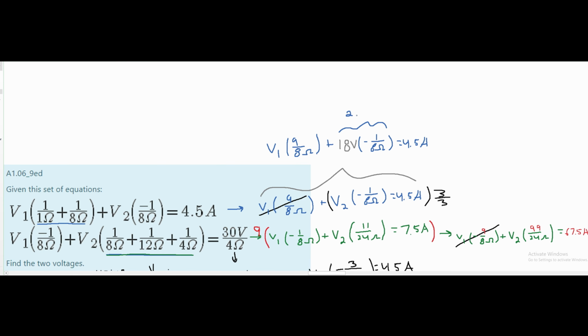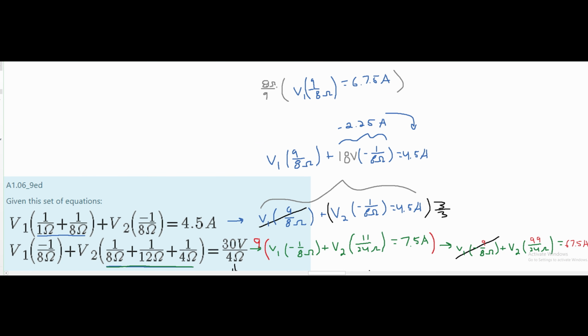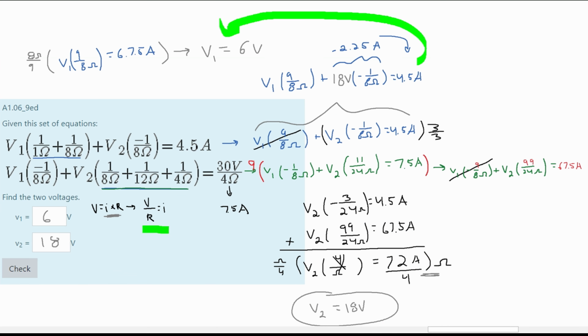So after we do this, we're going to get a 2.25 here, and it's a negative. After we do this, we're going to get a negative 2.25 amps. We're just going to add this over onto this side. So we're going to get 4.5 plus 2.25. And so we have that our V1, 9 over 8 ohms, is equal to 6.75 amps. Now all we have to do is multiply both sides by 8 ohms over 9. And then we know that our resistance times current is equal to voltage. So after we do this, we're going to get that our V1 is equal to 6 volts. And that is how you complete this problem.